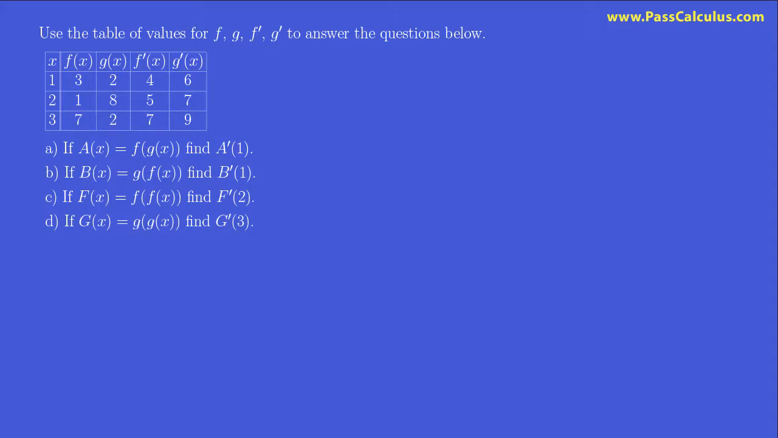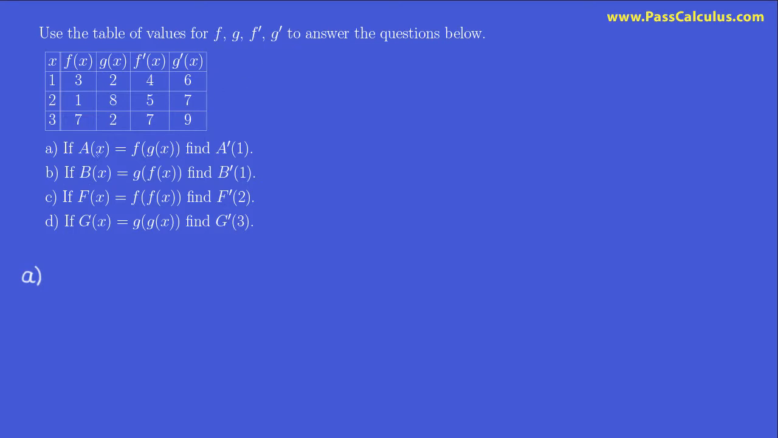This question is presented in a little bit of a different style, but it really is just a chain rule. It won't be very hard. Let's see how this one goes. We have a table of values of some various values of f, g, f prime, and g prime.